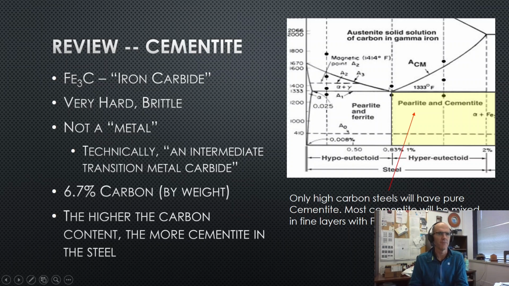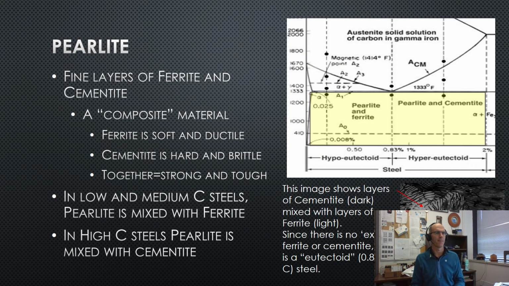In this region right in here, most of your cementite actually gets mixed with ferrite, and you form these fine layers called perlite. Okay, so when our steel is trying to become ferrite, but it's got too much carbon in it and it needs to form some cementite, you end up forming what's actually a composite material that takes the soft ferrite and layers it together with the hard, more brittle cementite.